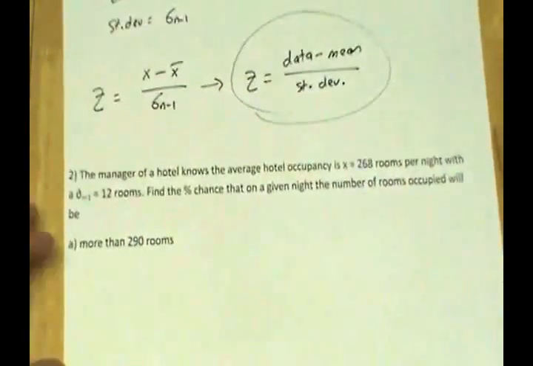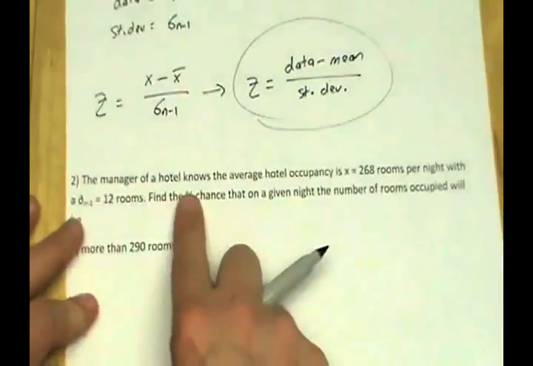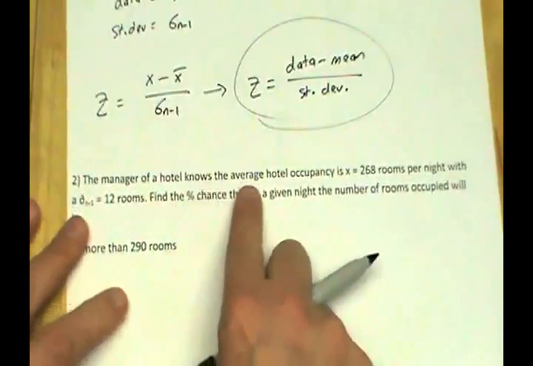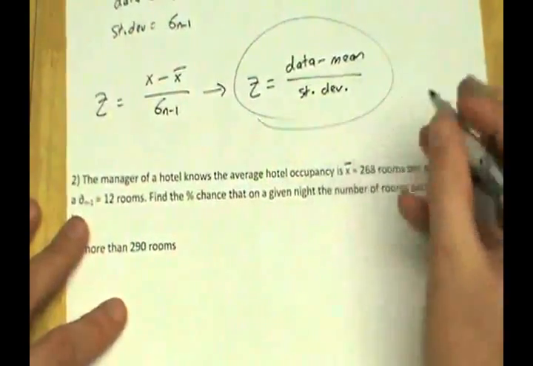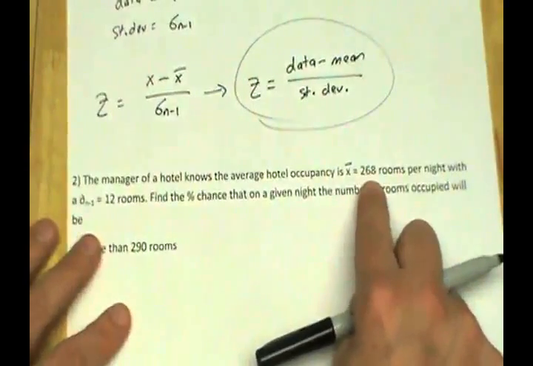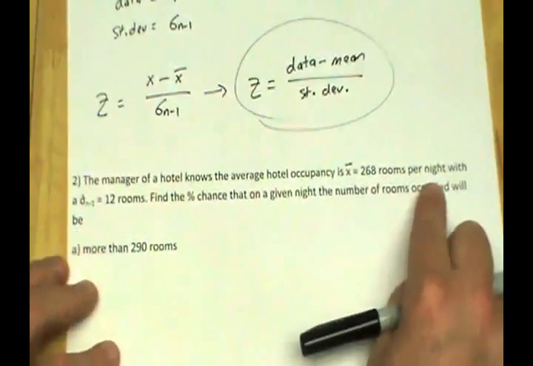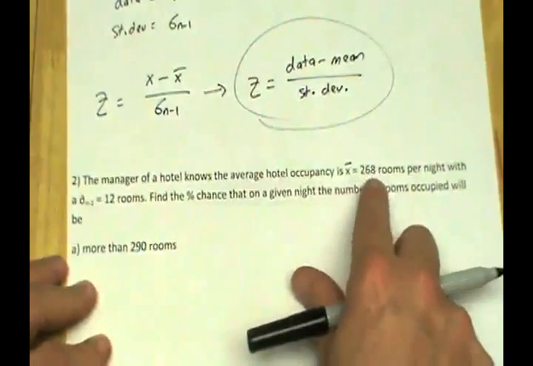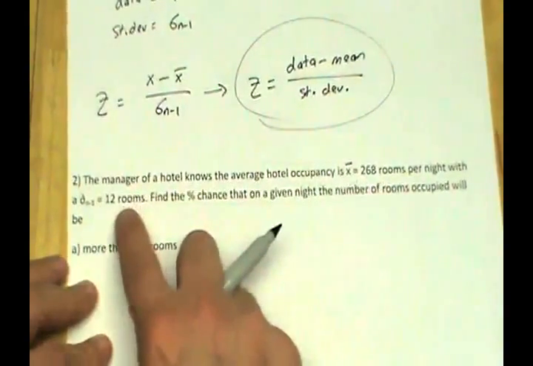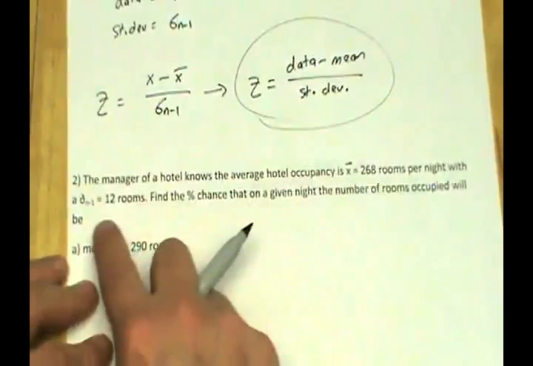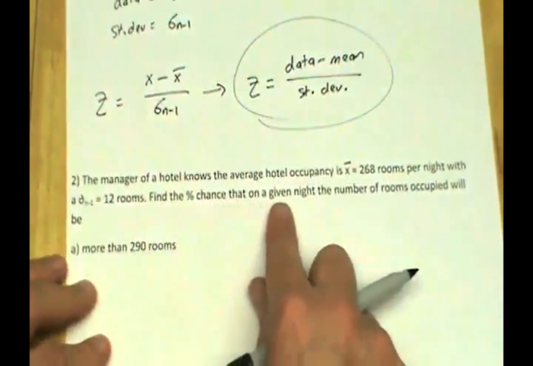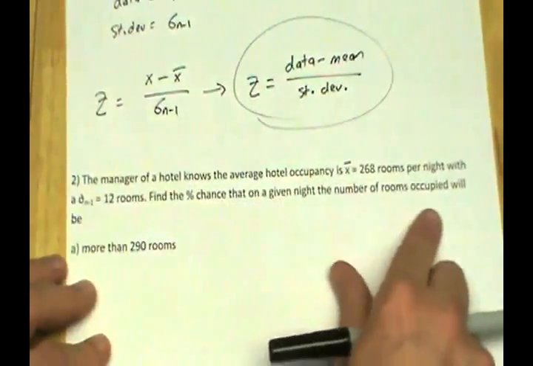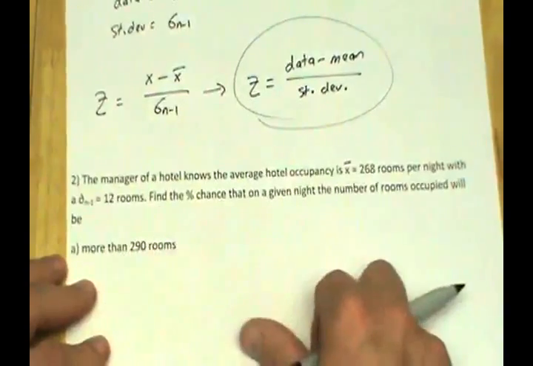Now let me show you how this works. So the manager of a hotel knows the average hotel occupancy is a mean of 268 rooms per night with a standard deviation of 12 rooms. So on any given night, the average is going to be about 268 rooms booked. The standard deviation from night to night is 12 rooms. Okay, find the percentage chance that on a given night the number of rooms occupied will be more than 290.